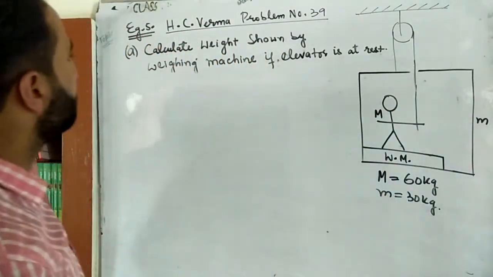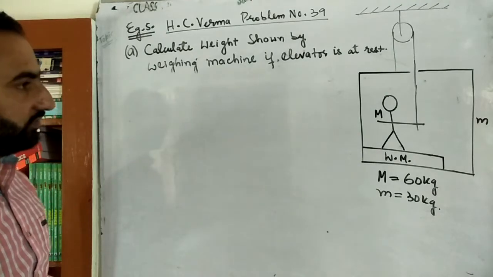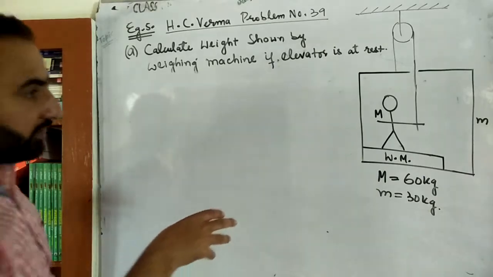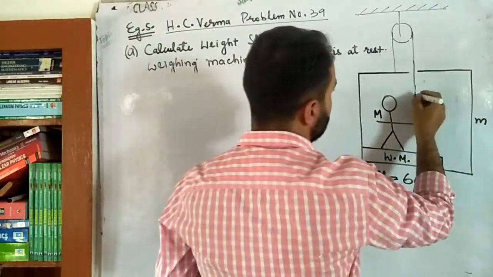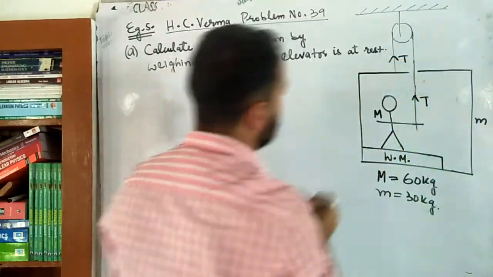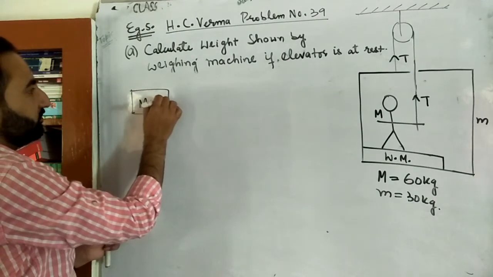Now the question: first of all, part A is like this. Calculate the weight shown by the weighing machine if the elevator is at rest. So that means you will calculate the normal reaction. In order to calculate the normal reaction, we'll construct a free body diagram for this. But for that we have to calculate the tension. So suppose here it is T, and this is also T. So let's construct first of all a combined free body diagram, capital M plus small m.